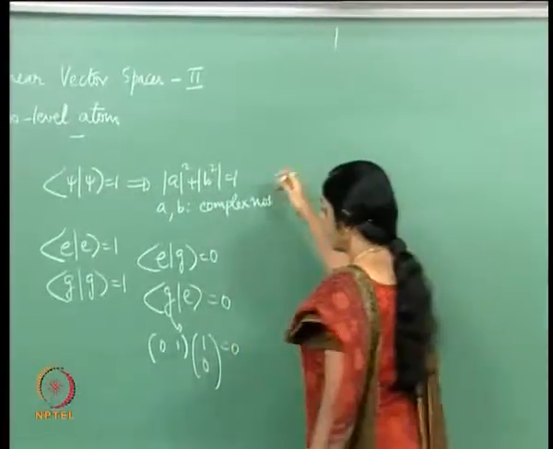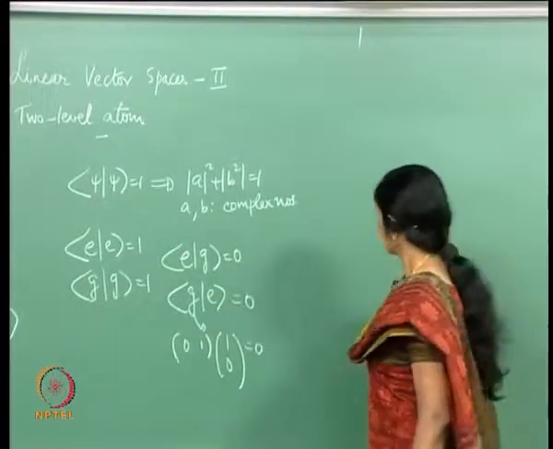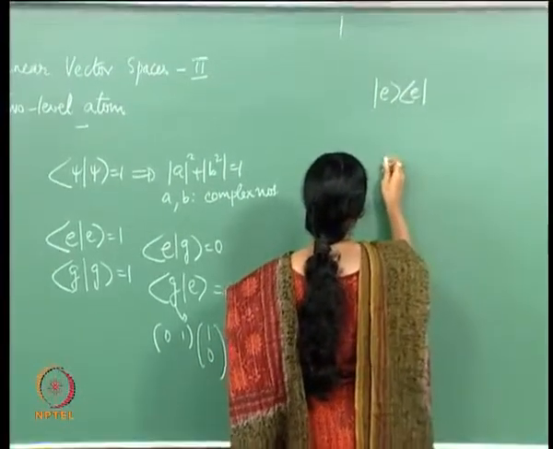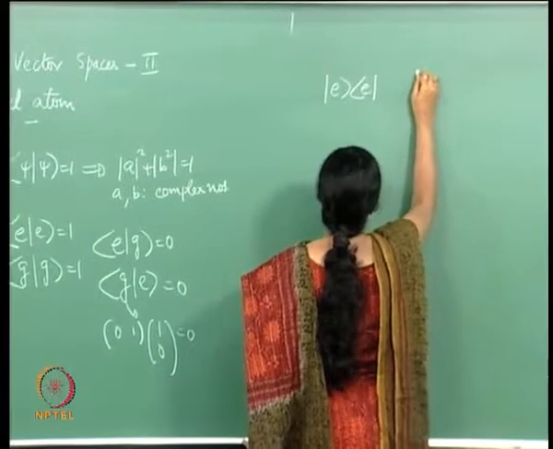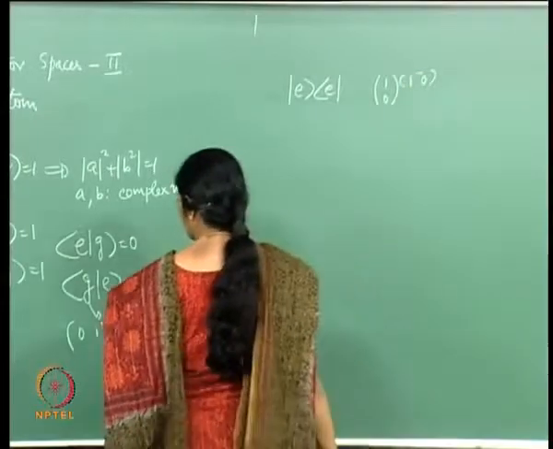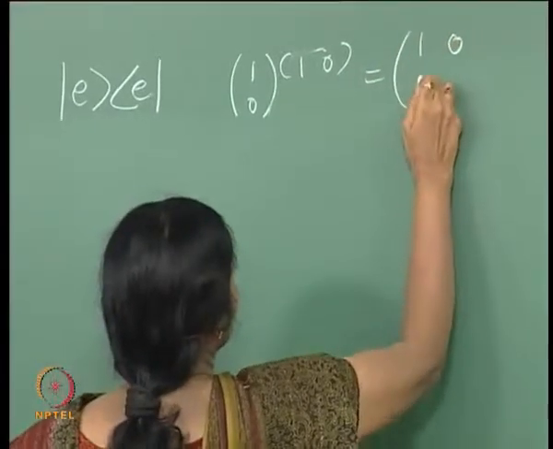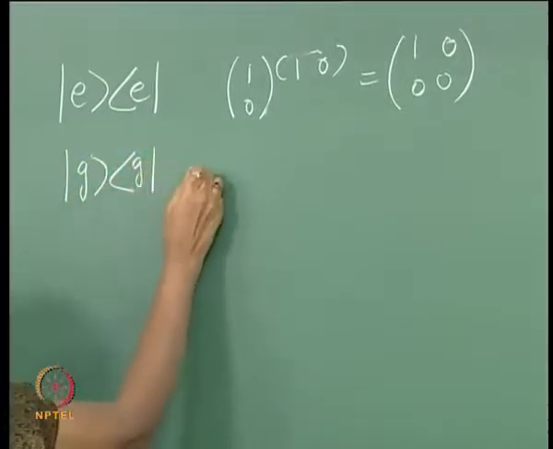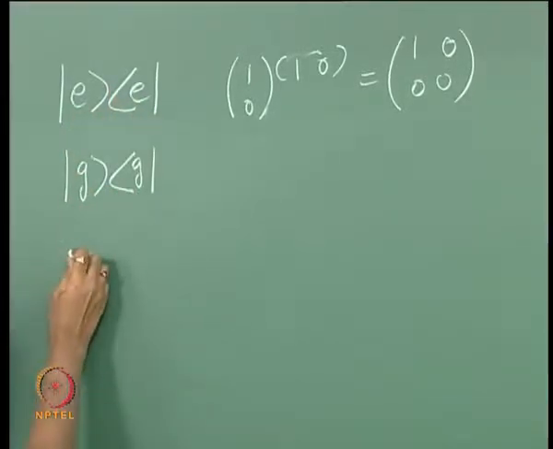Now, having said that, what are the various operators that I can make with these two basis vectors? Here is the list of operators. That is an operator. In matrix notation, this is simply going to be this matrix. Similarly, I can write the other matrices. This is one of the operators that I can form with ket G.